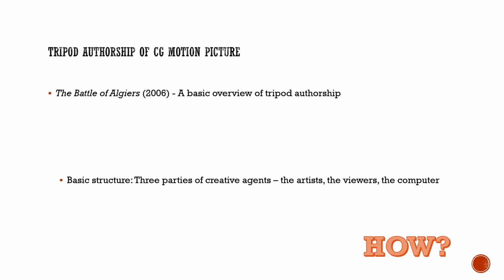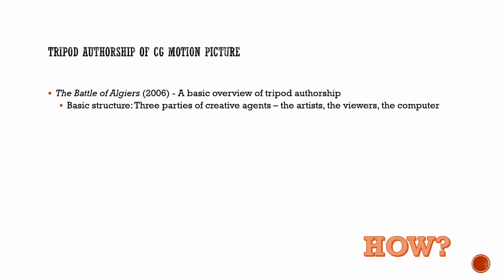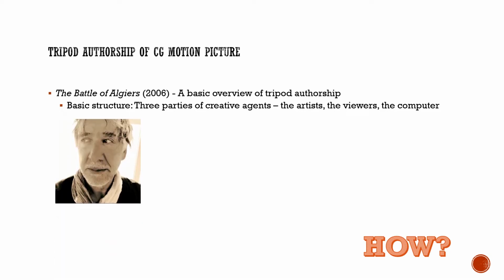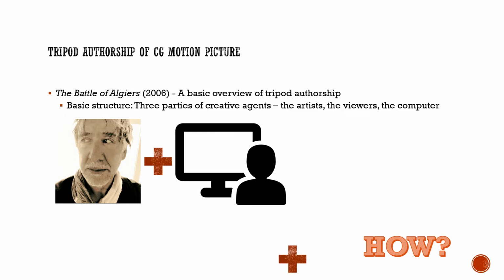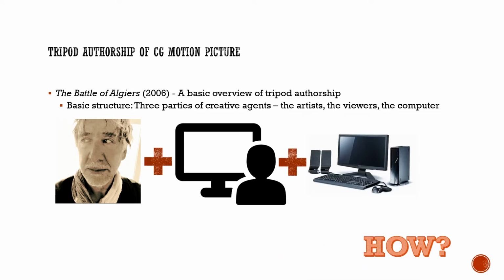Perhaps what's most eminent about The Battle of Algiers is that it exemplifies a unique and unprecedented type of authoring in computer-generated motion pictures, which I call tripod authorship. From The Battle of Algiers, we can see that the basic structure of tripod authorship is essentially a tripartite partnership among the artist, Lafia and Ling, the viewer, which is me, and the autonomous computer.